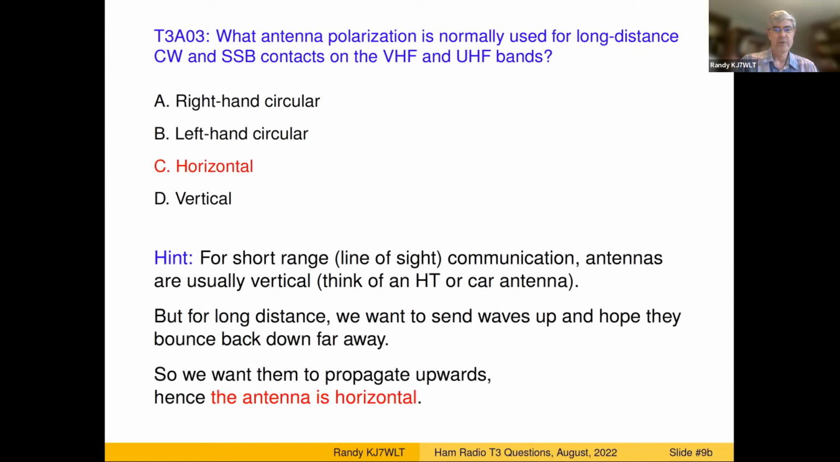If we're trying to do long distance communication, then what we're hoping to do is send waves up into the sky in hopes that they'll reflect off of the ionosphere perhaps and come back farther away. And so in that case, we want the waves to be propagating upwards rather than horizontally. And so we want the antenna to be horizontal so the waves are moving perpendicular to it, out in the upward direction.